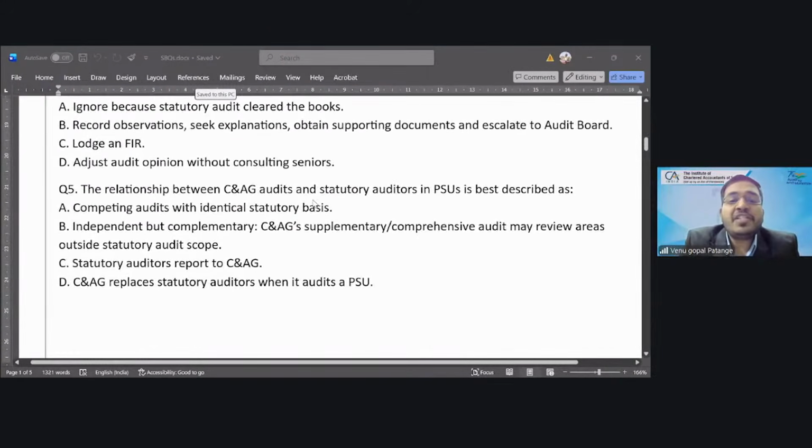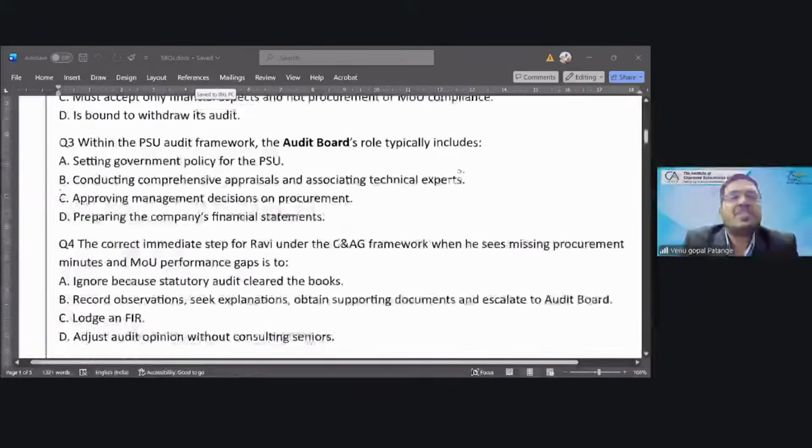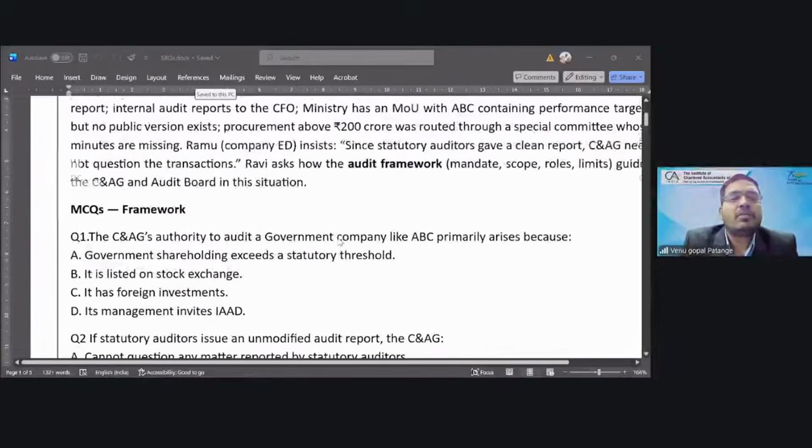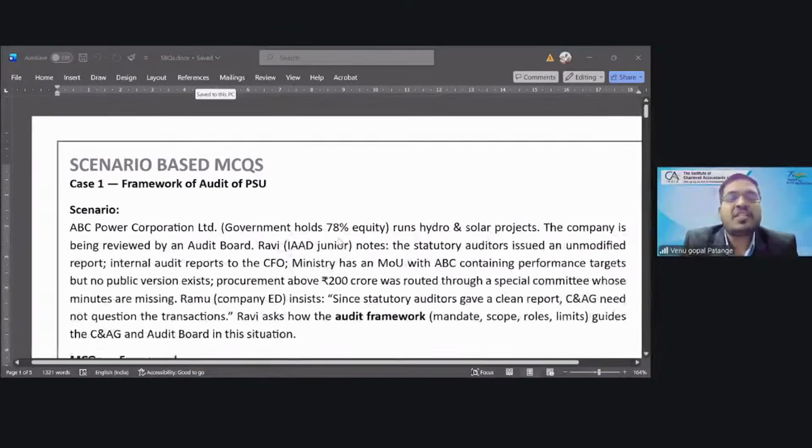The relationship between C&AG audits and statutory audits in PSUs is best described as: it is not competing audits, and the statutory auditor does not report to C&AG. It's independent but complementary, right? The statutory auditor will perform his duties, and C&AG will also, if necessary, perform supplementary audits. This was just to make sure that the framework you have just discussed is understood.